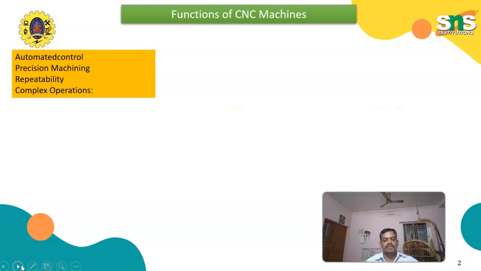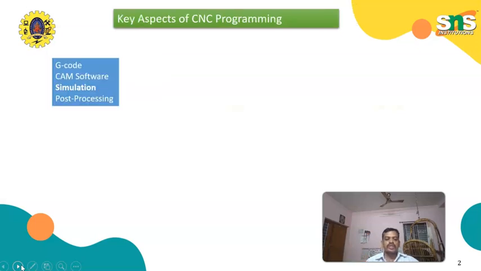Next is CAM software. Common software includes Fusion 360, Mastercam, SolidWorks, NX CAD, and EdgeCAM. These are the CAD/CAM software. The benefits: reducing manual coding, offering tool paths and strategies for various operations such as milling, turning, and drilling, and integrating tool libraries and feeds and speeds.